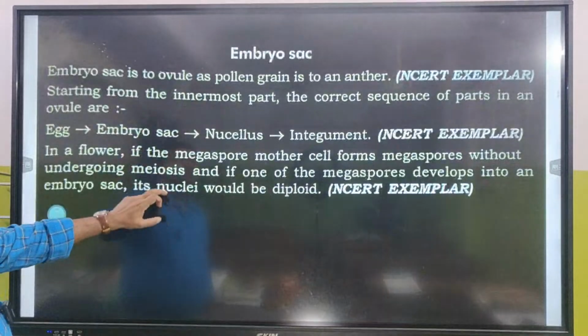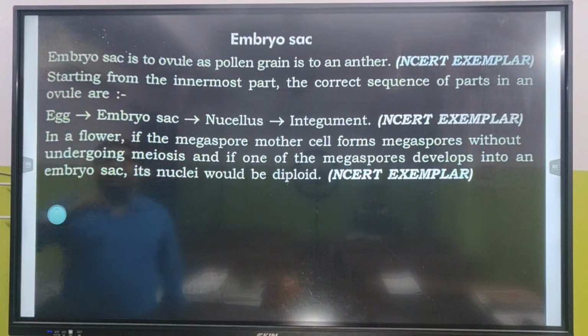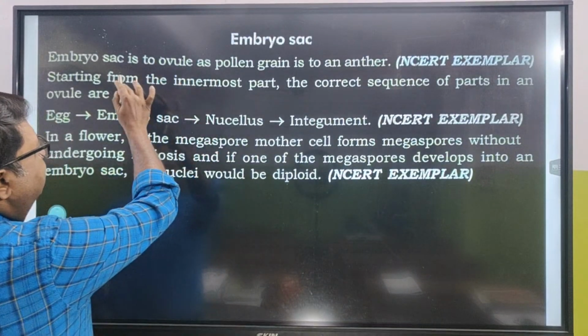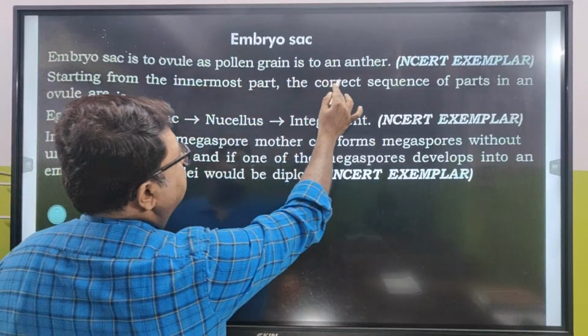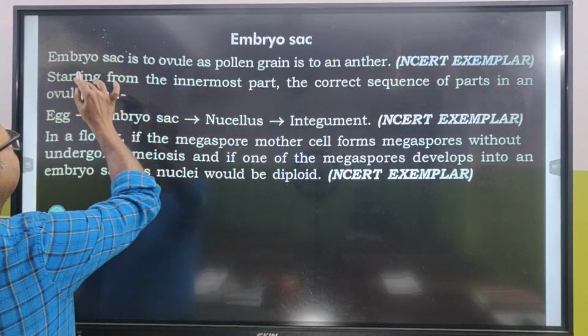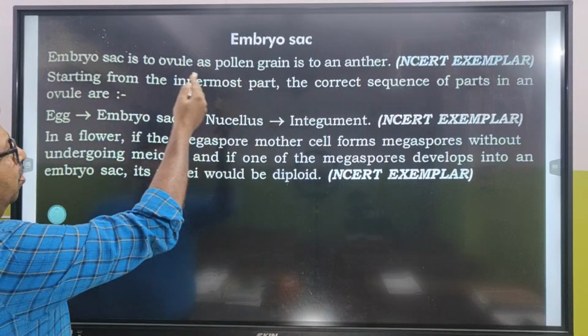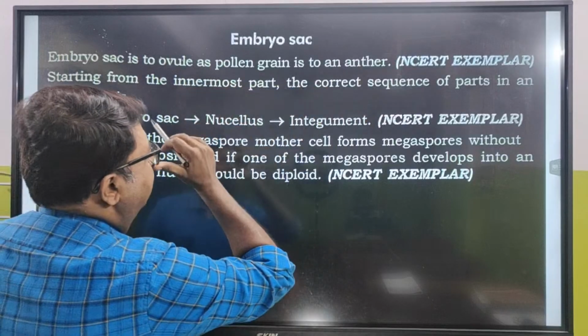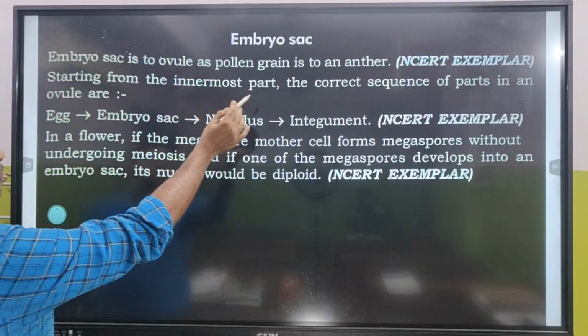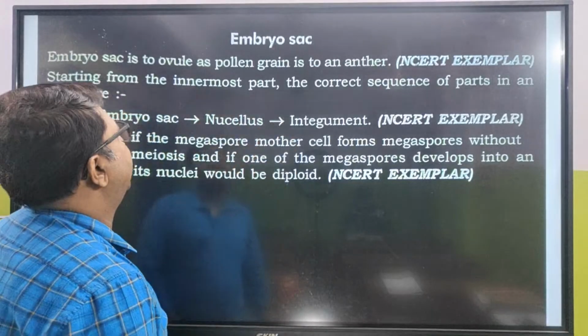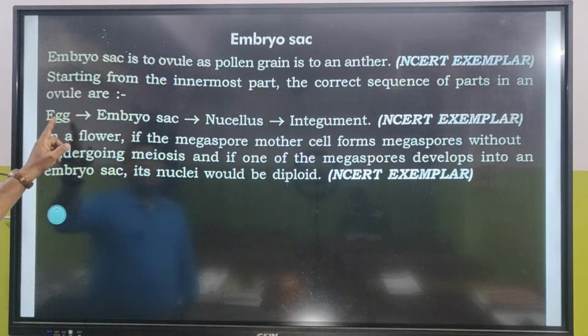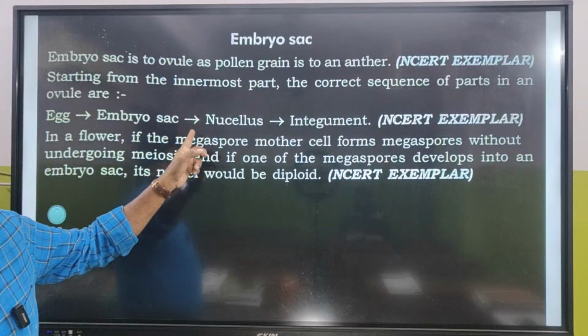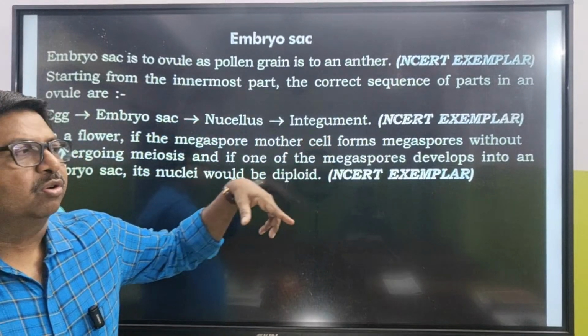Now let us start with the new topic, and that is embryo sac. See what happens in embryo sac. Embryo sac is to ovule as pollen grain is to anther. Embryo sac is like the ovule, and pollen grain is just like an anther. Starting from the innermost part, the correct sequence of parts in an ovule are egg, embryo sac, nucellus and integument.